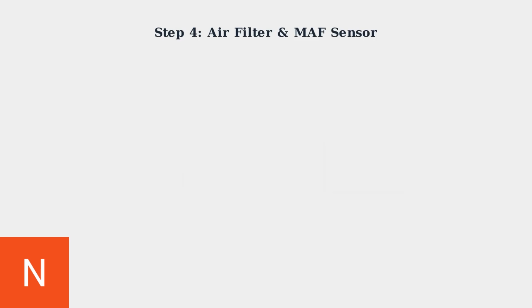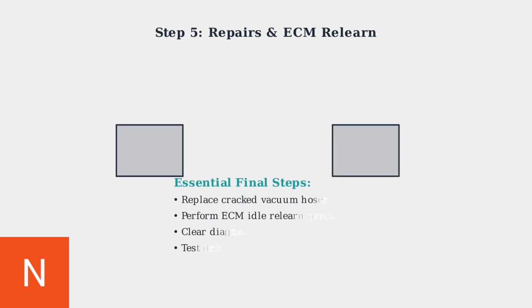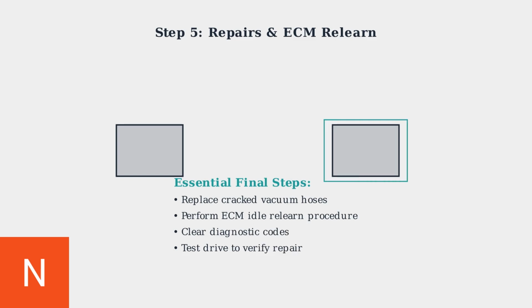Check the air filter condition and test the mass airflow sensor. A dirty air filter forces the engine to compensate, while a faulty MAF sensor provides incorrect airflow readings to the engine control module. After completing repairs, perform the ECM relearn procedure to reset the idle control parameters. This critical step ensures the engine control module adapts to the cleaned or replaced components.